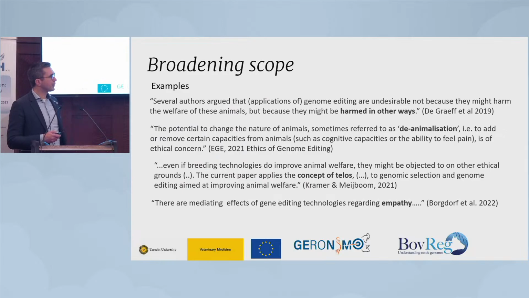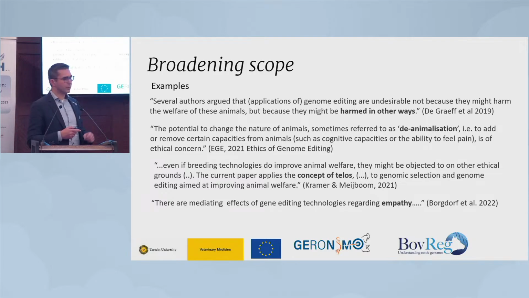A few examples from the literature. First is a review on genome editing in animals, where it said, well, animals can be harmed in other ways. The EU report on genome editing comes with the concept of de-animalization. A paper by Koen and myself, we talk about the concept of telos, and in the Geronimo project, we also look at the concept of empathy.